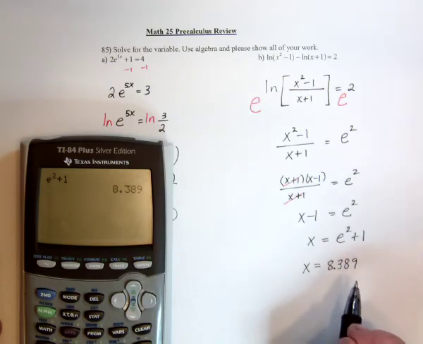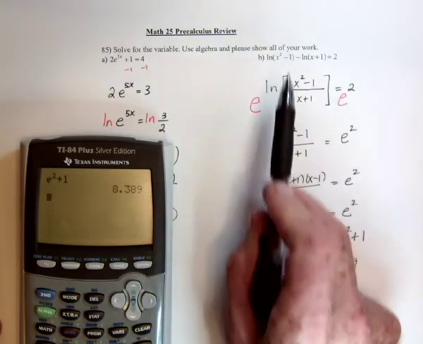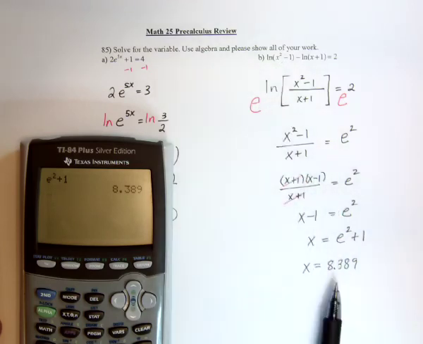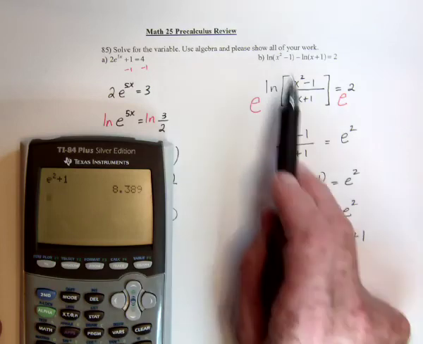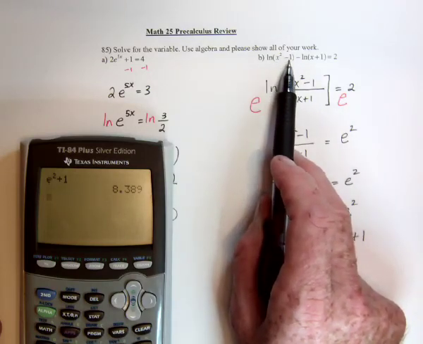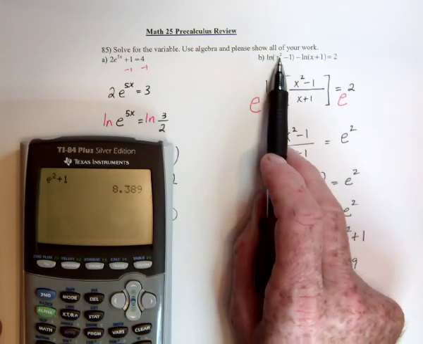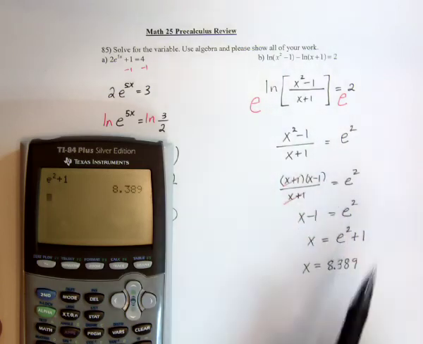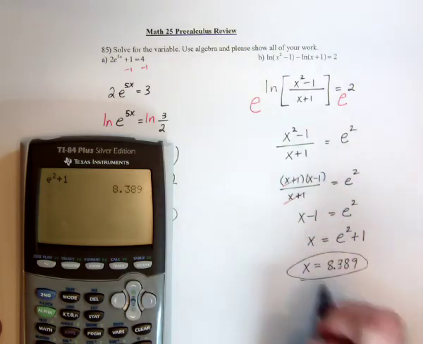And then one thing you have to double check when you're working with logarithms is that you can't take log of a negative. So if for some reason our answer would cause this inside part, this argument, to turn out to be negative, like if we got x equals 0, then that would leave behind natural log of a negative 1, which is not allowed. But we didn't. An 8.389 is just fine.